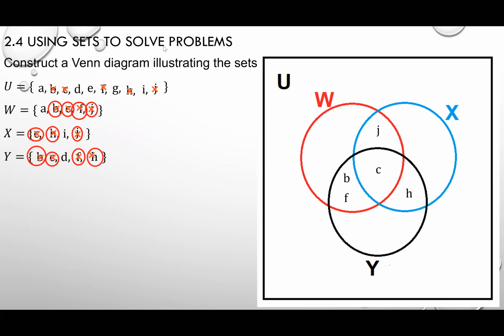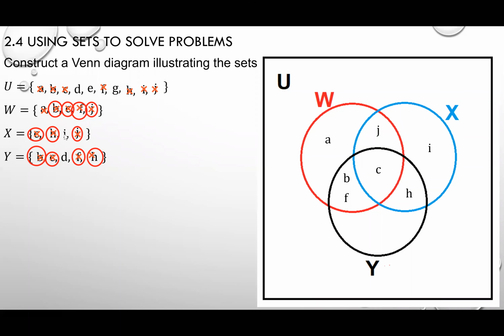And if I have this, you can see what is left over in W. Well, left over in W is only A, right? The leftover in W is A, so I'm done with A. What is left over in X? Well, left over in X is my I, right? So I'm done with the I.